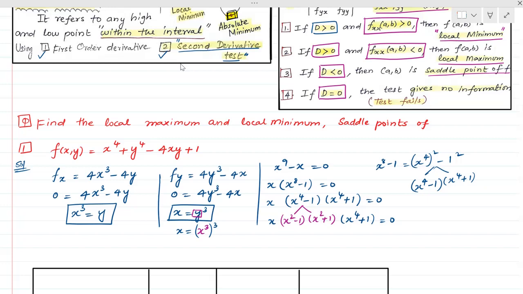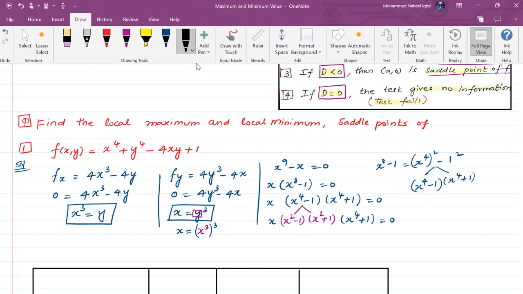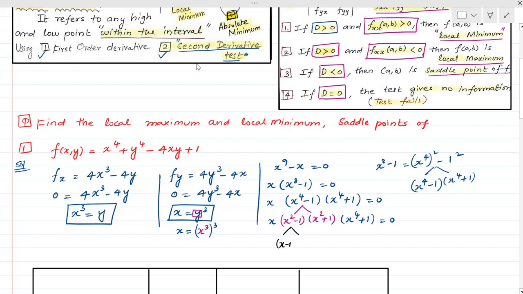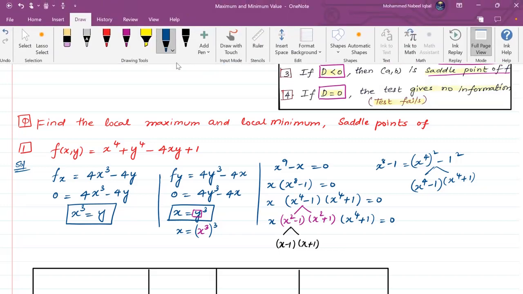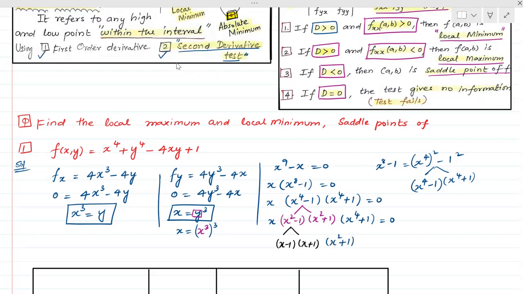Now, we will apply the formula again, only for this term. What is this one? x minus 1, x plus 1. And the remaining part is as it is. What is that one here? x square plus 1. Because we don't have the formula for a square plus b square. Only we have the formula for a square minus b square, that is equal to a plus b, a minus b. But this is a square plus b, so we don't have the formula for this plus. So we will keep it as it is. Plus 1 equals 0. Here we will have x.